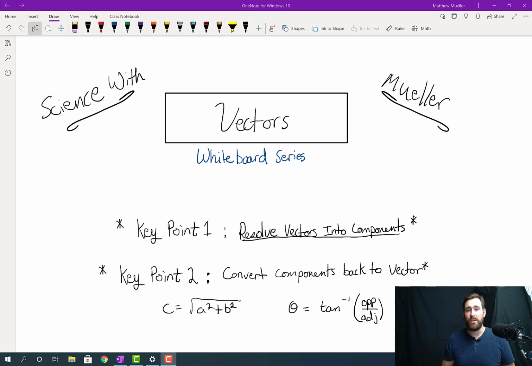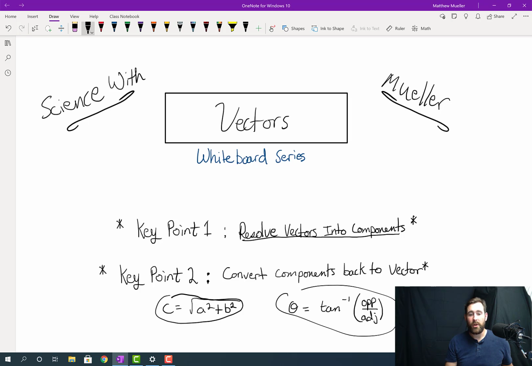The second thing we're going to do is when we are finished resolving components and we want to put them all back together into a single vector, we're going to use two equations. We're going to use the Pythagorean theorem, solve for c, that's this one right here, and we are going to use the inverse tangent function to find theta right here. We're going to use those two equations to help us put our vectors back together at the end.